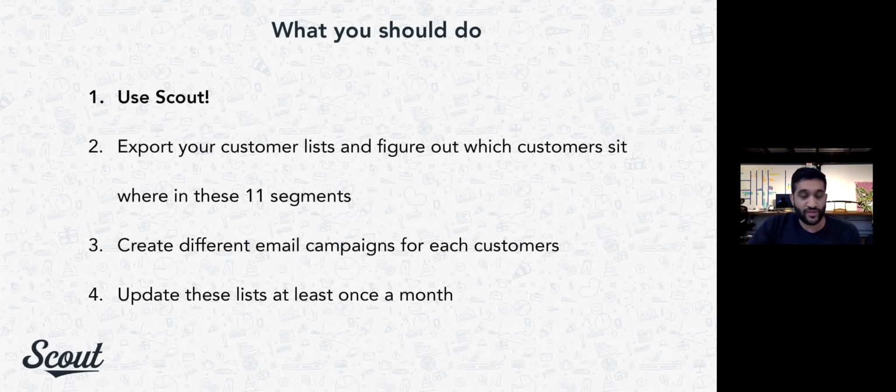So what else you can do, if you don't want to use Scout and you want to get even more detailed and have all 11 segments and map this out for your own business and have your own diagram like I showed you in the slides, is just export your customer lists, right? Do the analysis. Anyone in the top 20% of recency, frequency, or monetary, sort them that way. The top 20% are 5s. The next 20% are 4s. Give them a score of 4. The next 20% give them a score of 3. The next 20% give them a score of 2. The last 20% give them a score of 1.